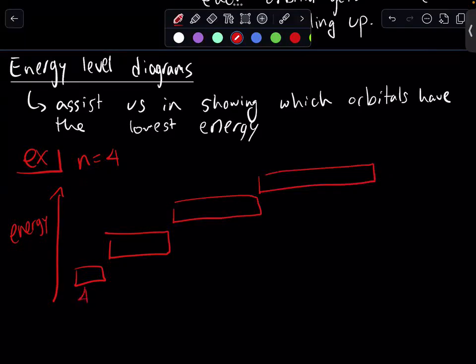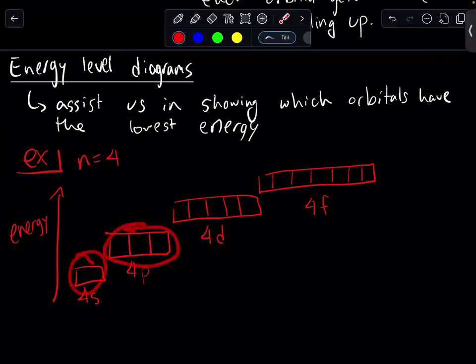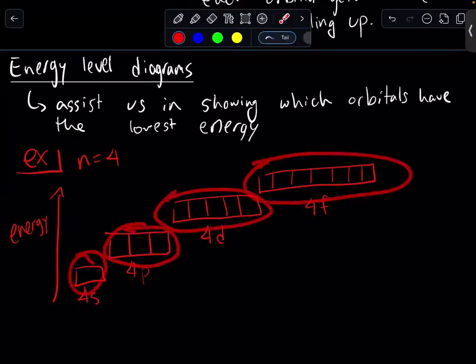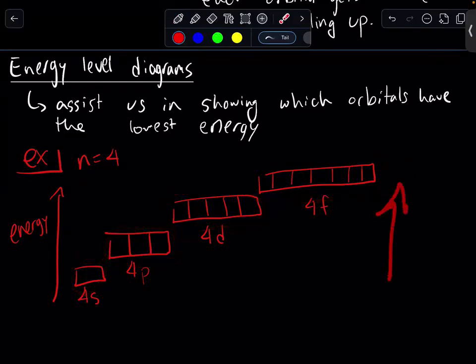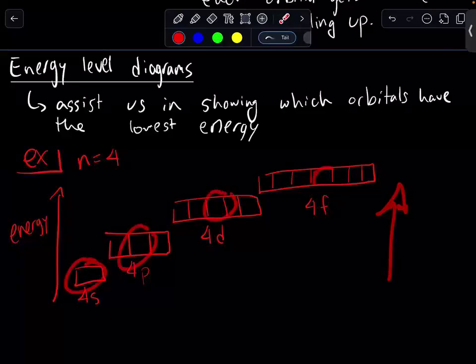So this is our 4s sublevel, our 4p sublevel with three orbitals, our 4d sublevel with five orbitals, and our 4f sublevel with two, three, four, five, six, seven orbitals. So we can see that if we were to put electrons in here, we would put them in the 4s, then the 4p, then the 4d, then the 4f as our energy increases going up. So according to our rules, we would fill this, then this, then this, then this. All right, so this is what an energy level diagram looks like.